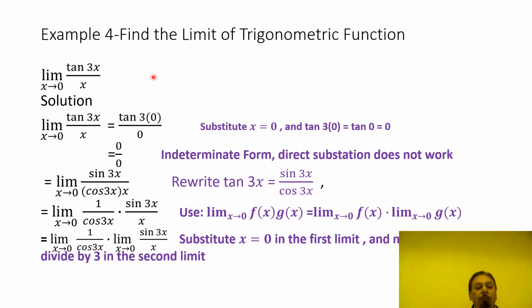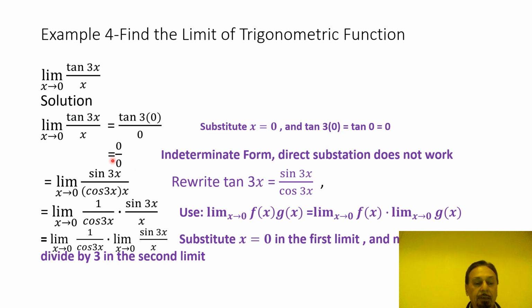Okay, example 4. Find the limit of the trigonometric function: the limit of tangent 3x over x as x approaches 0. Solution: let's do direct substitution. You always try to do direct substitution first. If you do tangent of 3 times 0, that's tangent 0, and tangent 0 is 0. So we have 0 over 0, an indeterminate form. Therefore we have to break it down.